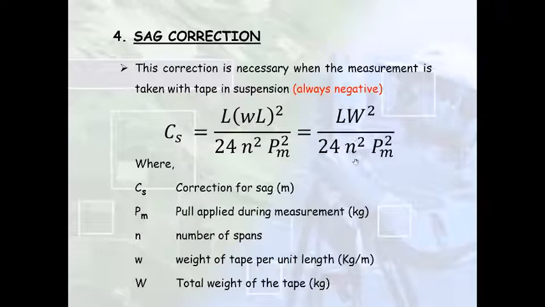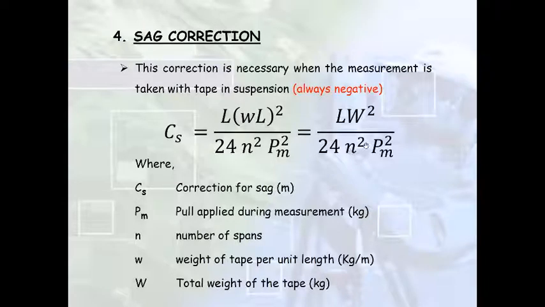Before I talk about the number of spans, let's see this other factor, which is Pm, which is the pull applied during the measurement. Why do we have this factor coming into this equation? Because the more pull you apply, the lesser will be the sag. That means the more stretch there is, the lesser the sag correction. So that is why we have this factor, and it is in the denominator. So more the pull, lesser the sag correction. More the weight, more the sag correction.